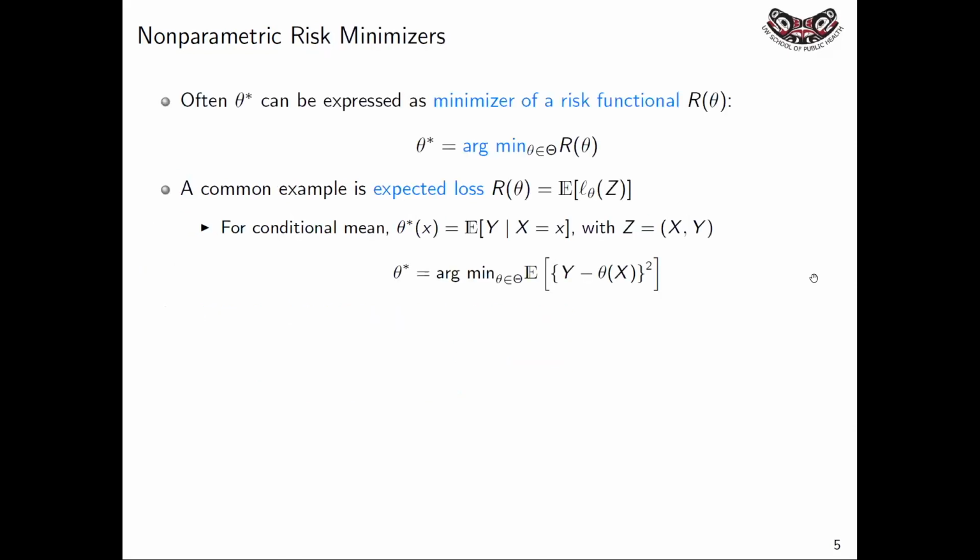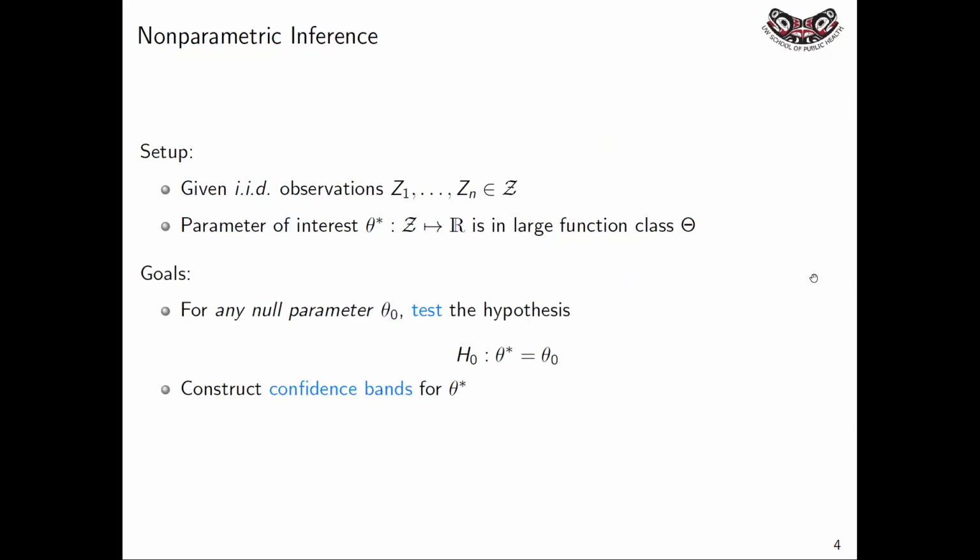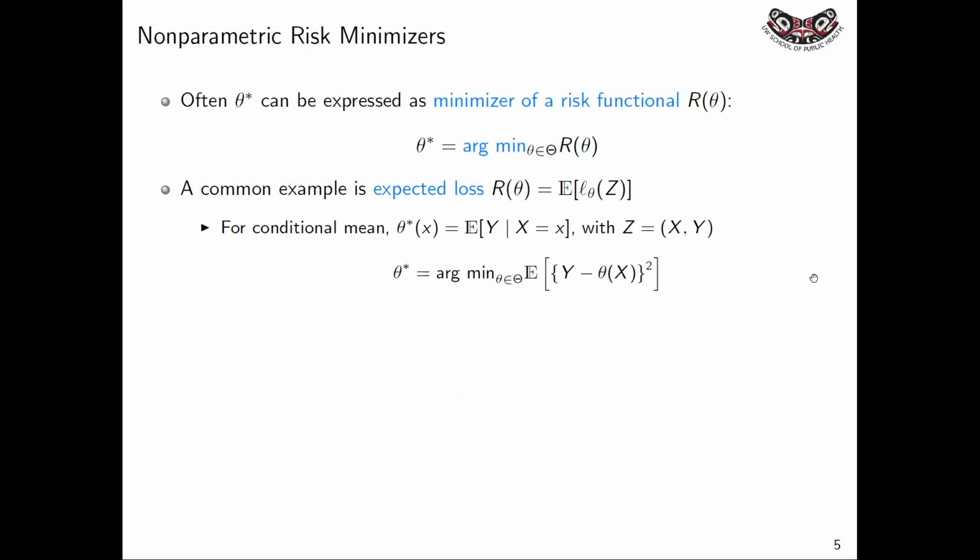Now, what do we know about this type of problem? I'll talk a little bit about it, but specifically what we're going to think about is the context where we have theta star as a minimizer of some risk functional. So we have some risk R of theta, and theta star is the minimizer of that risk function. We could have settings where theta star is not a minimizer of a risk function, but this is a pretty general class: there are many parameters of interest that we could represent as minimizers of risk functionals.